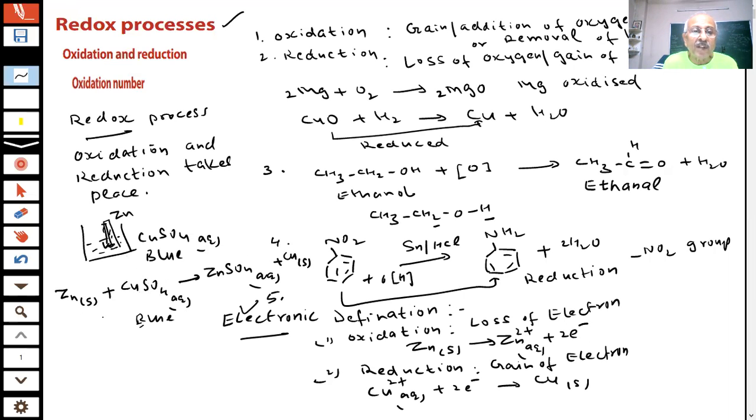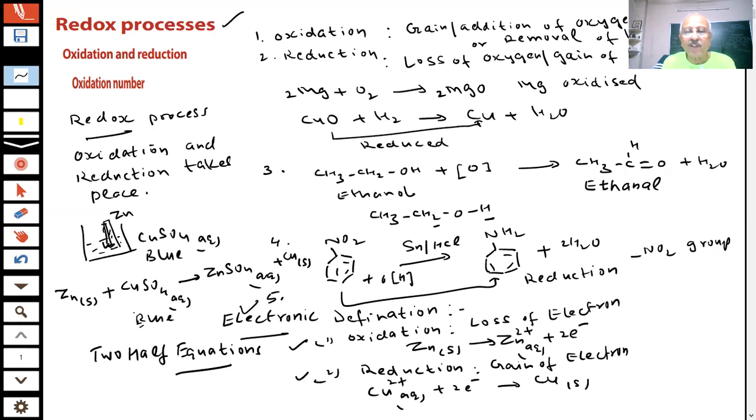So here, students, in this reaction, if I write in terms of the electrons, actually this reaction can be split in two parts. There are two half equations. This reaction can be written as two half equations. What are those two half equations, students? One is this one, second is this one.